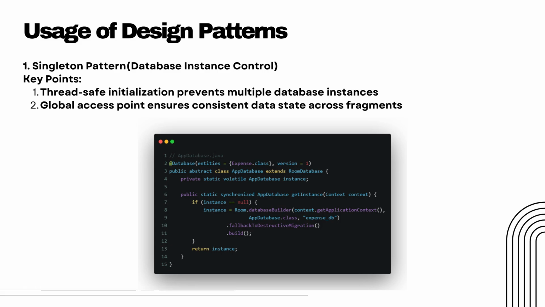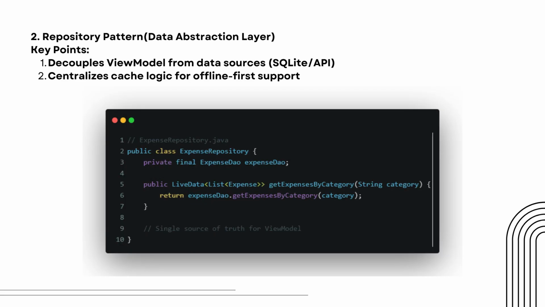Usage of design patterns. Our app's architecture relies on four key design patterns to ensure efficiency, maintainability, and scalability. First, the singleton pattern in our app database class guarantees a single thread-safe database instance across the app. By using synchronized initialization and destructive migration fallbacks, we prevent data corruption and ensure consistent access, which is critical for financial data integrity.